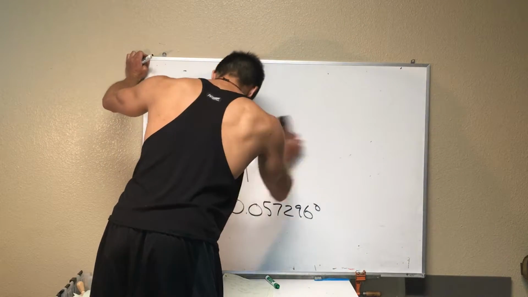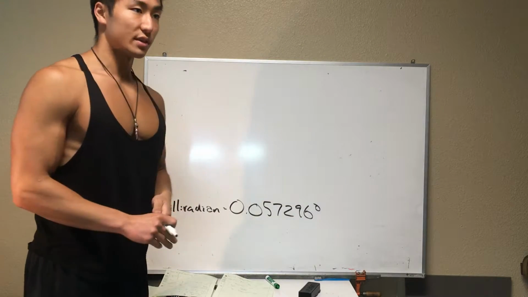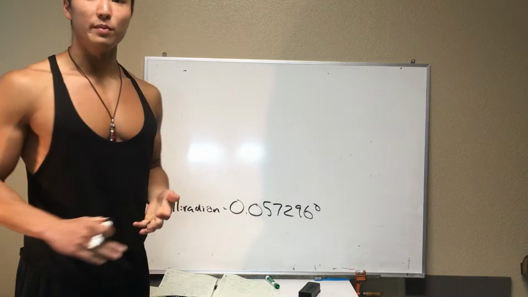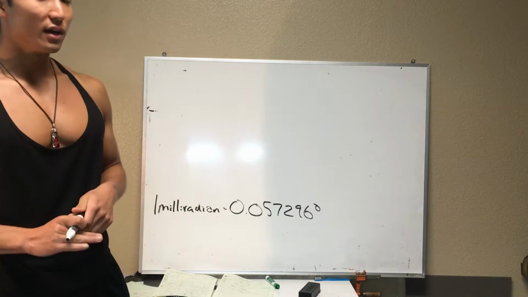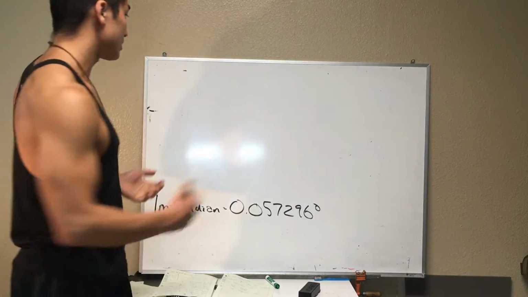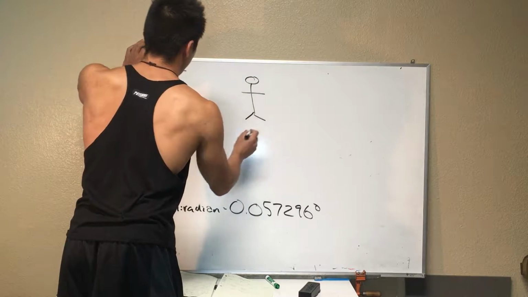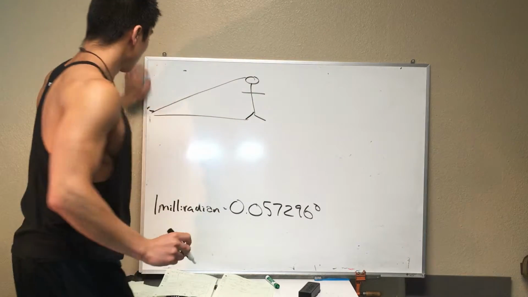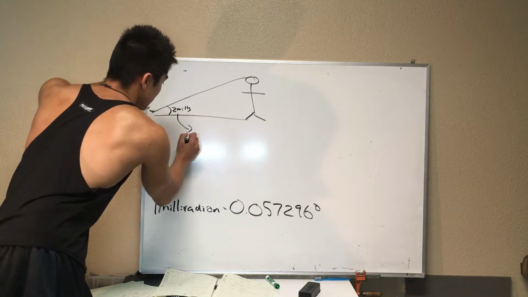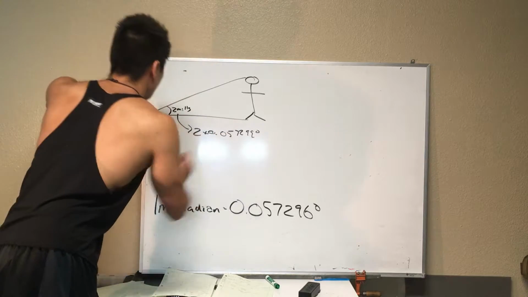erase this. Let's say we are out somewhere and we see a bad guy, and the bad guy is, you know, pretty big. Let's say he's 2 meters, and we're looking through a scope and we see that it covers 2 mils, just to make things easy. So we see our bad guy and it covers, let's say, 2 mils. Now 2 mils is just going to be 2 times 0.057296 blah blah blah degrees.